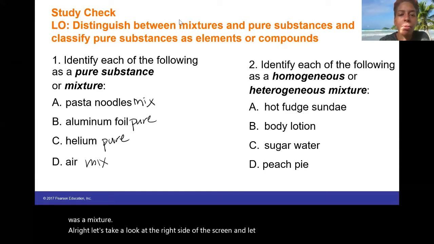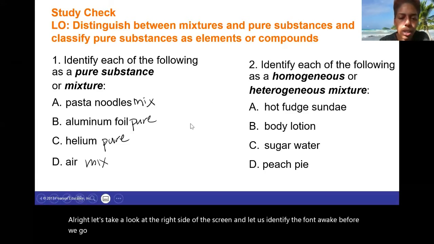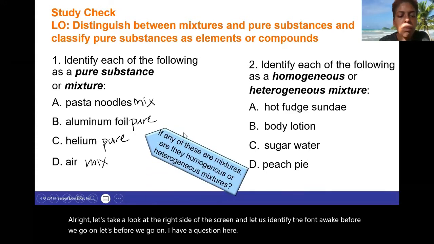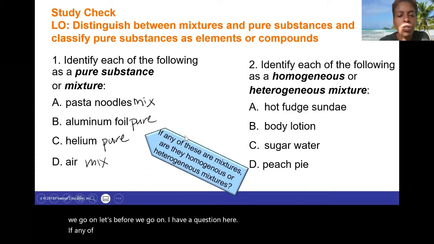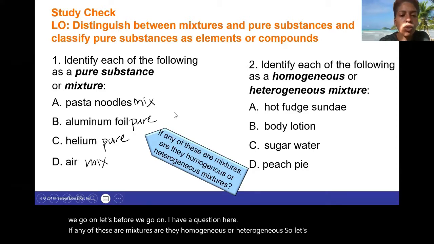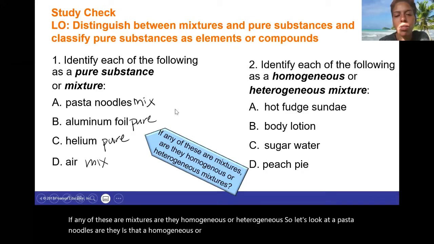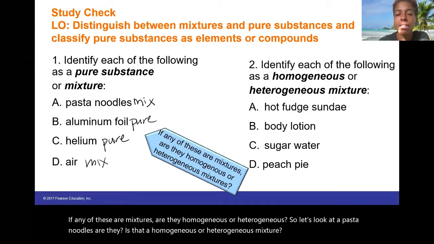Oh wait, before we go on, I have a question here. If any of these are mixtures, are they homogeneous or heterogeneous? So let's look at A, pasta noodles. Is that a homogeneous or a heterogeneous mixture? I've got, it's about half and half.